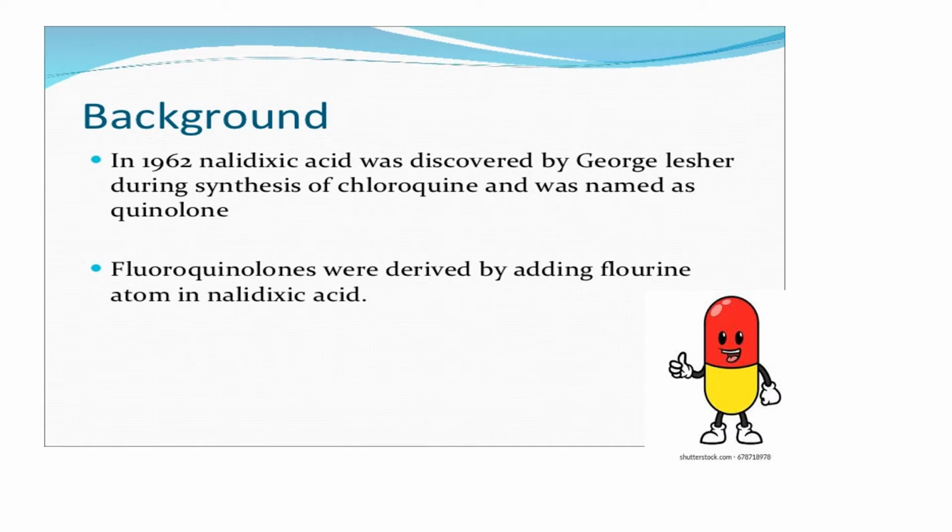Now, this discovery was made during the synthesis of chloroquine. What is chloroquine? Chloroquine is an anti-malarial drug. During the synthesis of chloroquine, he discovered nalidixic acid. When he added a fluorine atom to nalidixic acid, we developed the fluoroquinolones, and this was shown to have gram-negative activity. And finally, this new antibiotic, fluoroquinolone, was used.